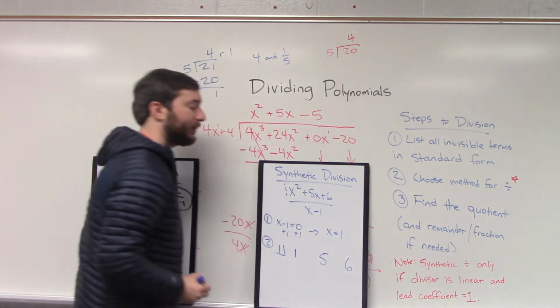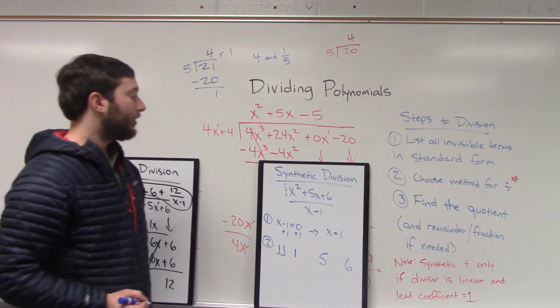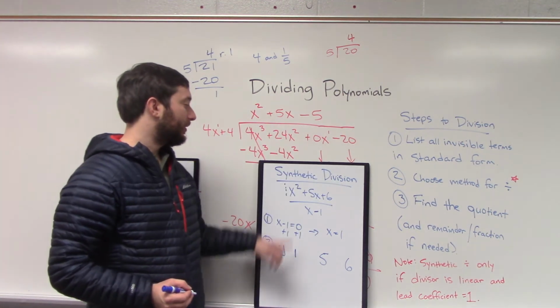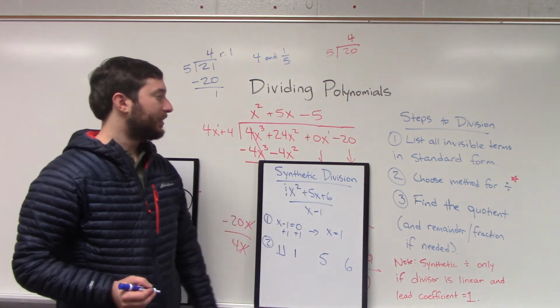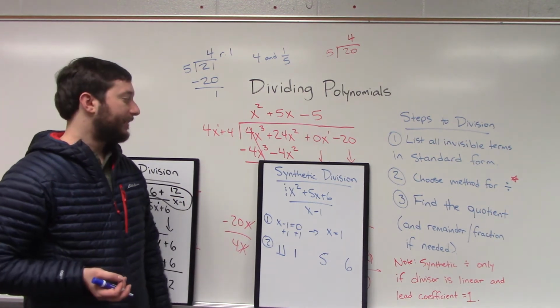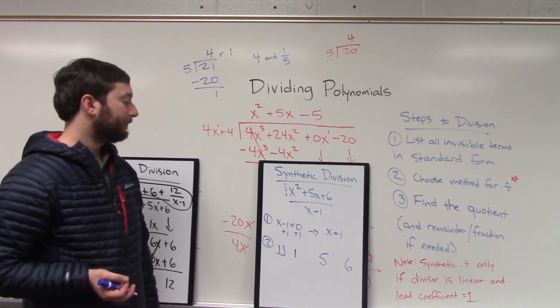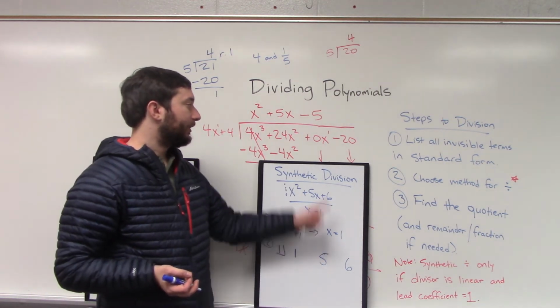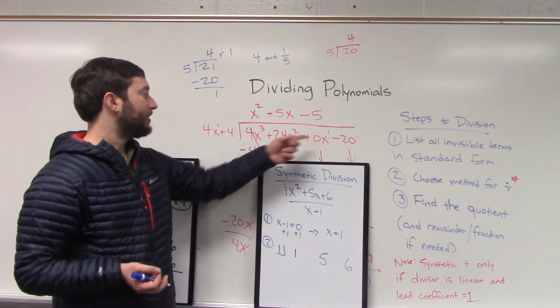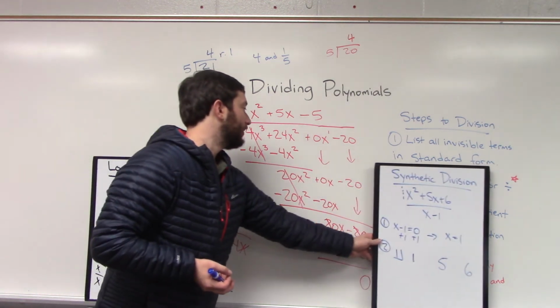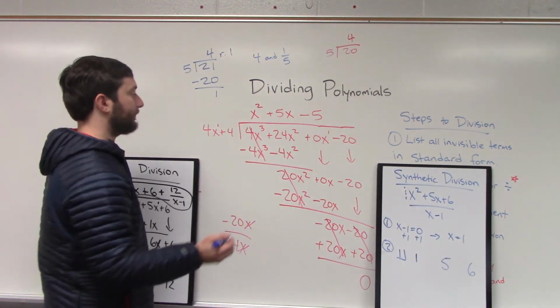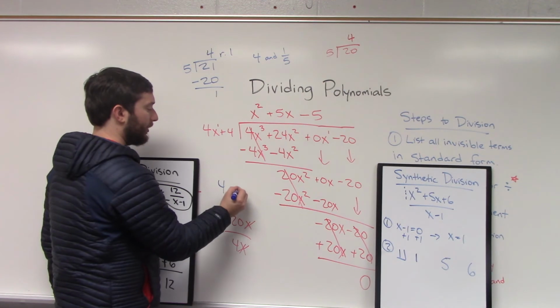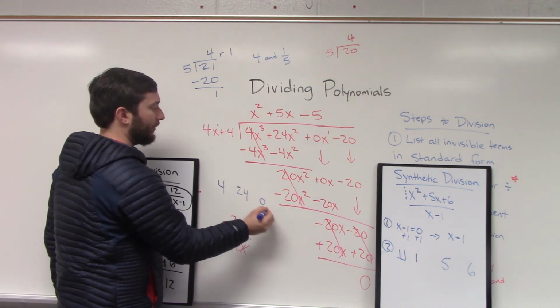We're going to set up 3 columns here in this case. Notice we did not have any invisible terms, x squared, x, constant. Okay, nothing to have to rewrite, as we mentioned before. If we did have something to write, we would have to have a 0 here. For instance, the synthetic division setup for this problem would look something like 4, 24, 0, and negative 20.